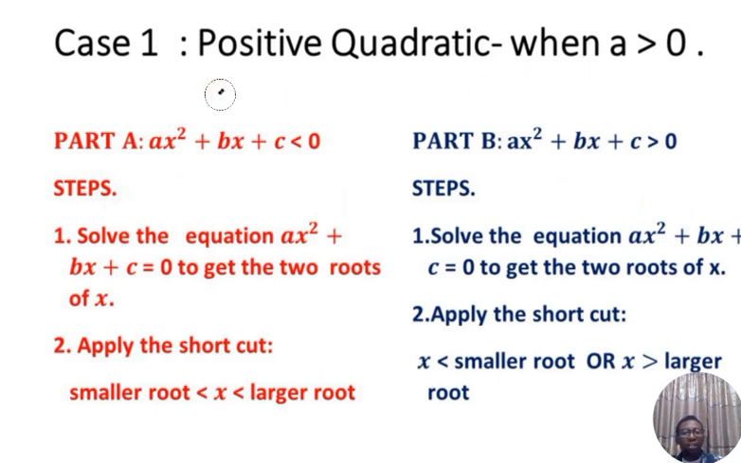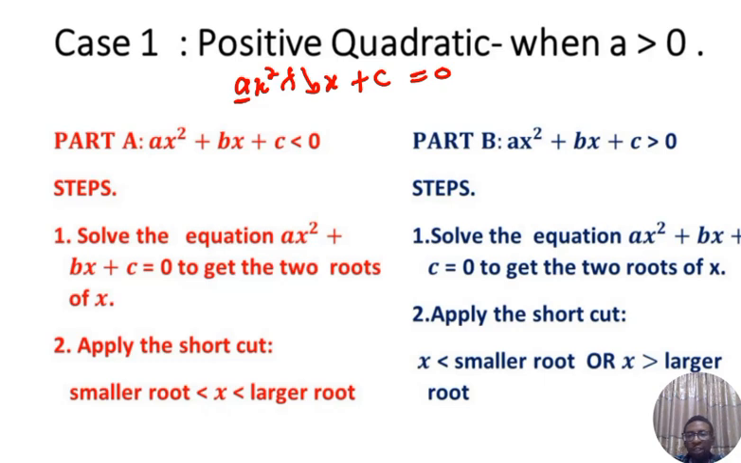So we have different cases in this topic. We have case one: positive quadratics, when your a is greater than 0. Now we all know that a quadratic equation is of the form ax squared plus bx plus c equals 0. So this is the form of a quadratic equation. When I say positive quadratic, that is when a is greater than 0, which means the coefficient of x squared is positive.